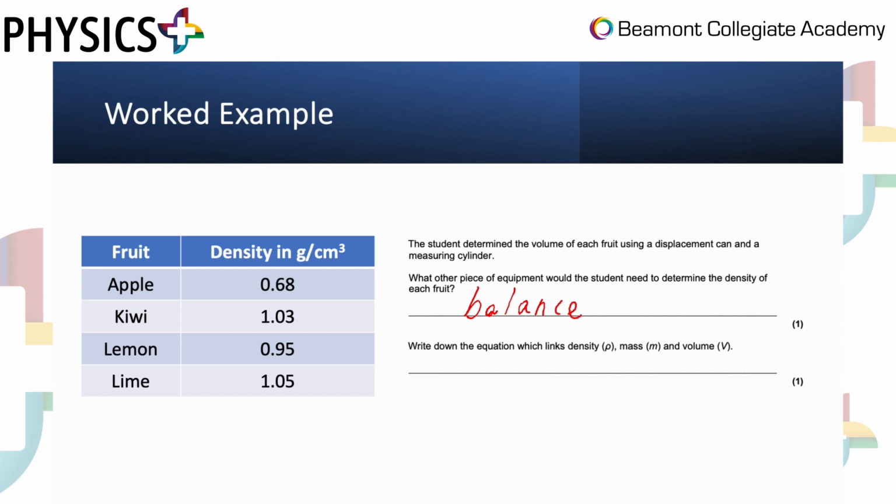And then finally, write down the equation which links density, mass and volume. So density equals mass divided by volume.